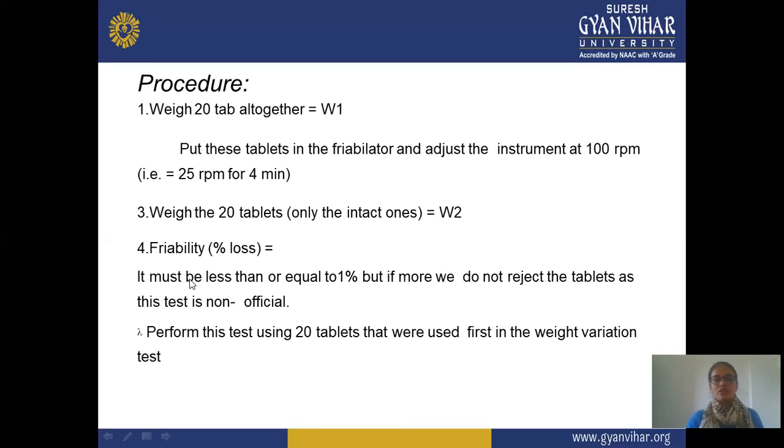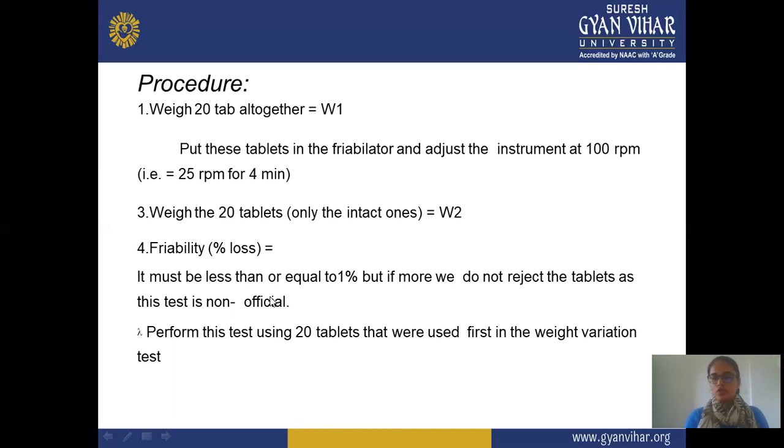It is a non-official test, and it must be less than or maybe equal to 1%. Means your percentage friability or percent loss should be less than or at most 1%. Consider if it's more than 1% and not in the range of less than or up to 1%, then in this condition you reject your complete batch, because your acceptance range of friability test is less than or up to 1%. So in this condition you reject your batch if it's more than 1%.